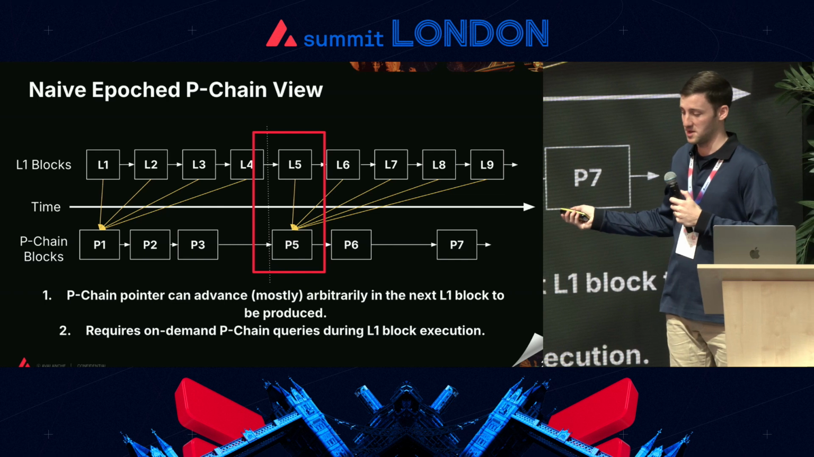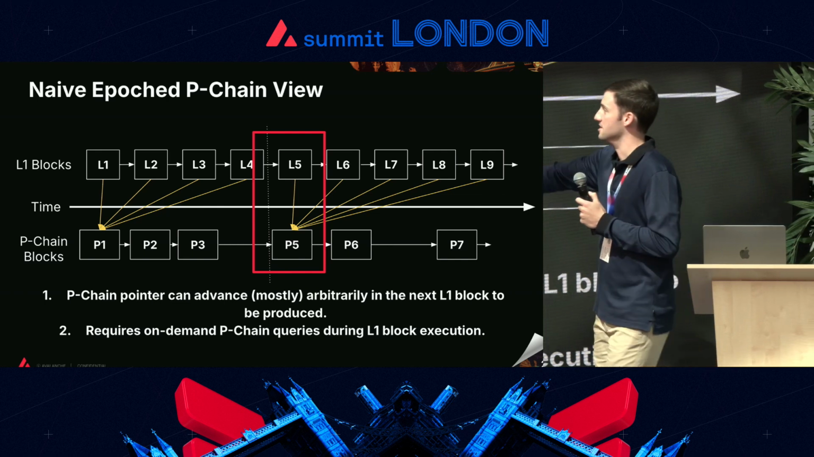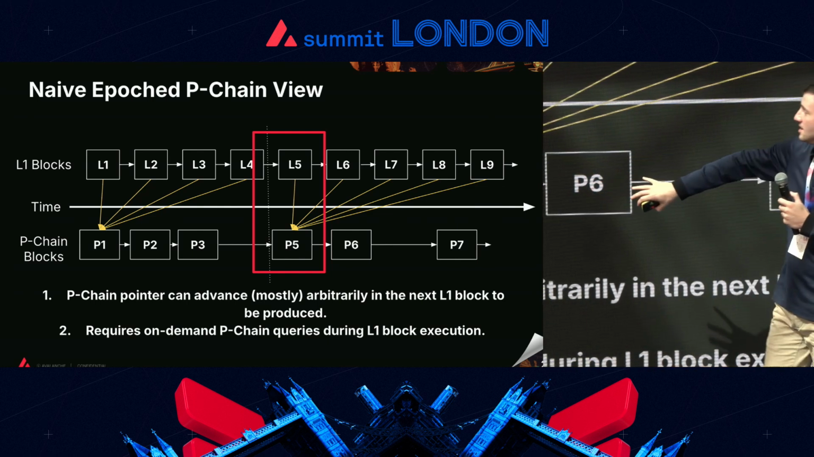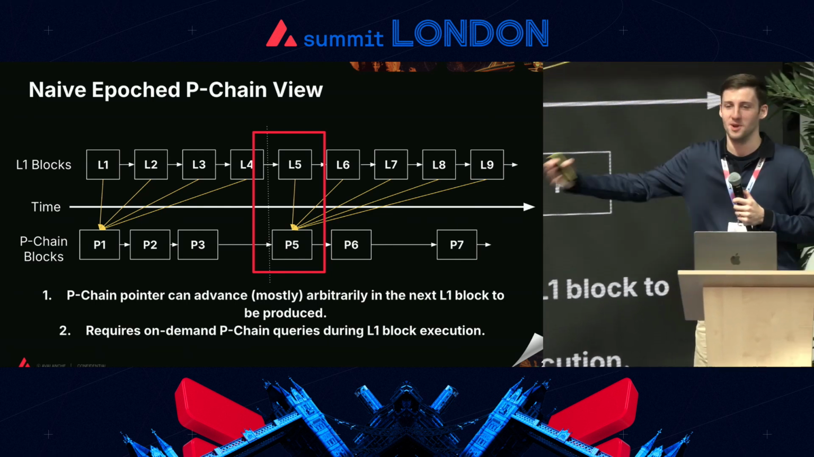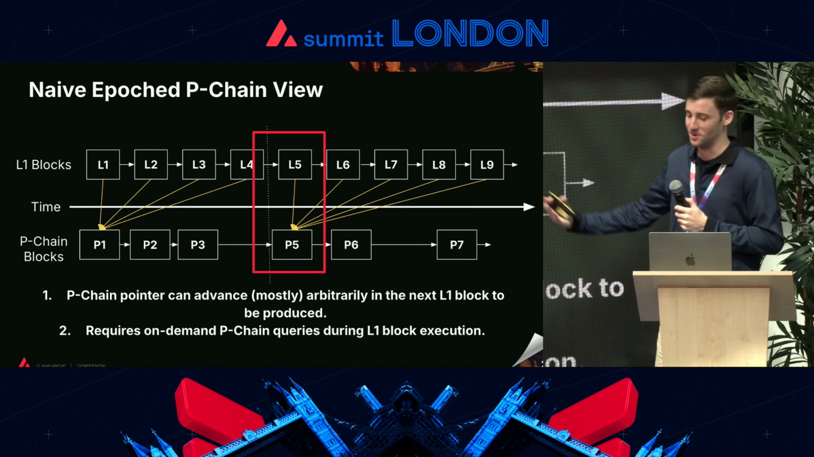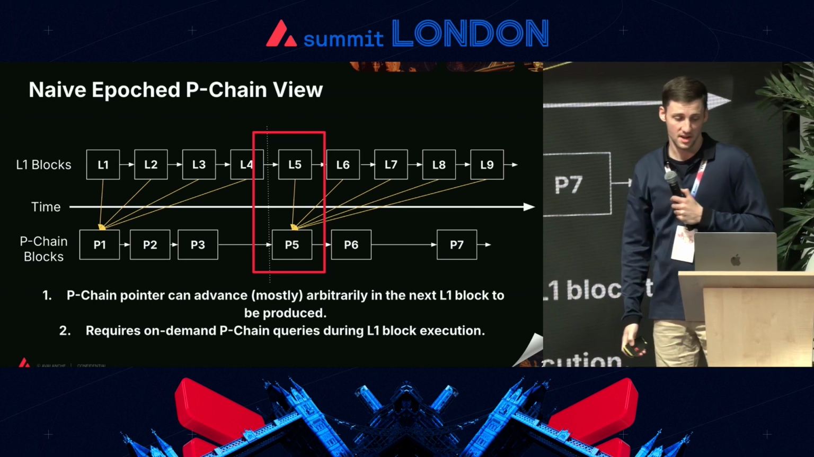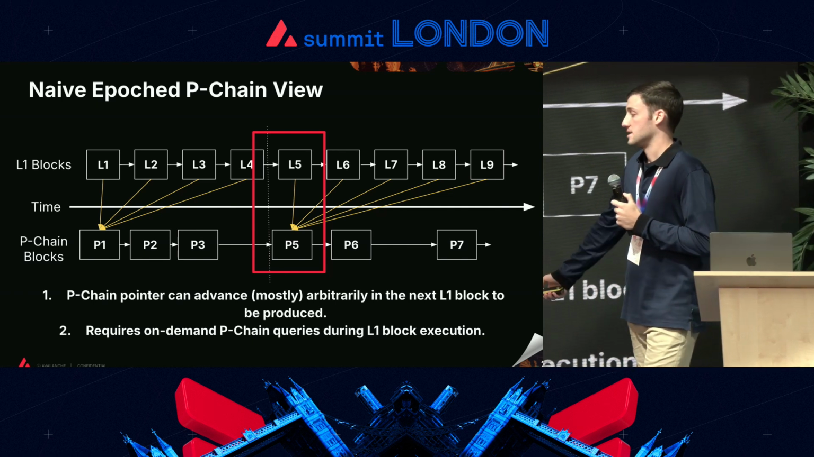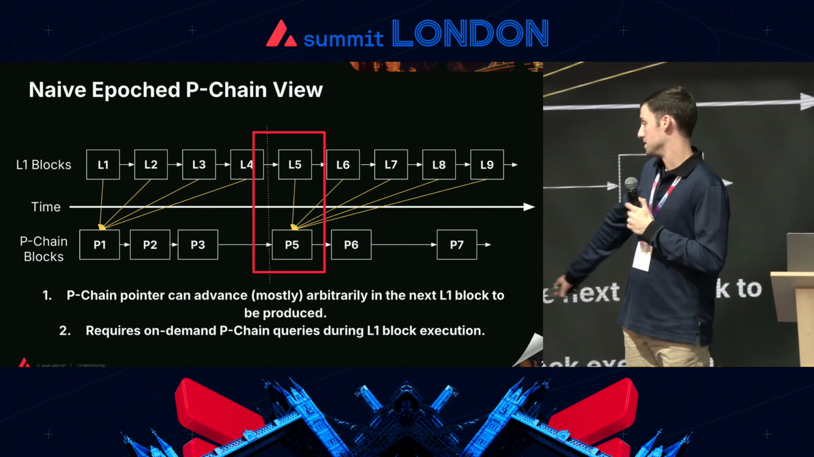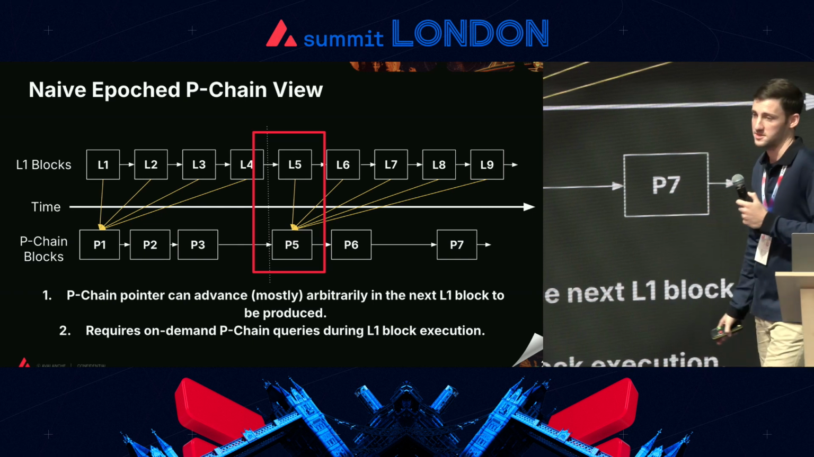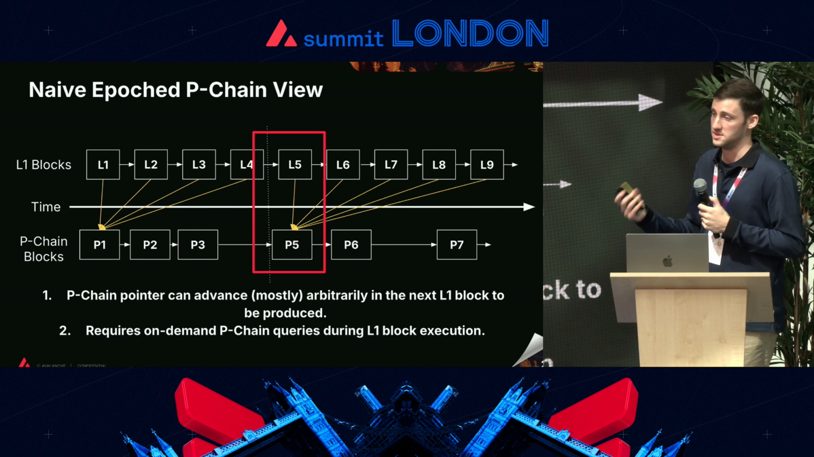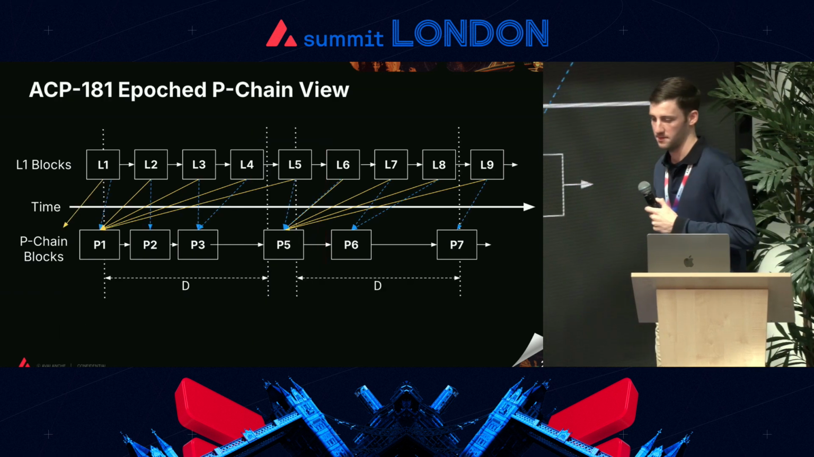Unfortunately, this still has the same problem in the transition of the epoch from the first time period to the second, because during that transition, you still don't know what the next block is going to point to as far as the p-chain height. And in order to validate the message and do this on-demand p-chain query during L1 block execution, that's an expensive lookup operation, which causes the verification of these ICM signatures to cost more gas.